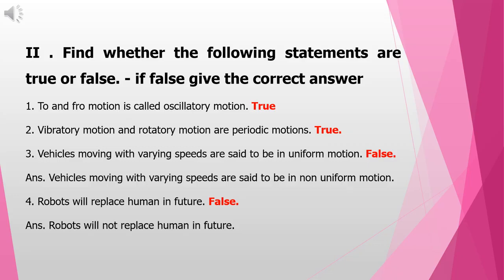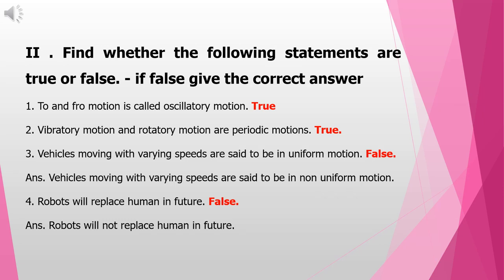Question number 2, vibratory motion and rotatory motion are periodic motions. Vibratory motion is otherwise known as oscillatory motion. Oscillatory motion is to and fro motion. Rotatory motion, the movement is about its own axis. For example, rotation of the earth about its own axis. Periodic motions, the motion repeats itself after equal intervals of time. Vibratory motion and rotatory motion both are periodic motions. Hence, the answer is true.